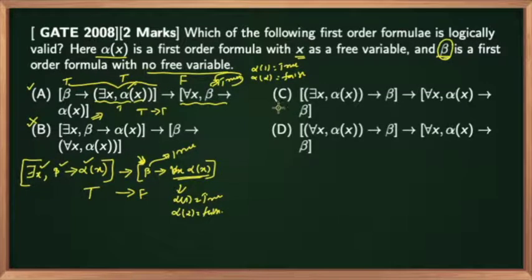Now let's see the choice C. We have there exists an x, alpha of x implies beta.